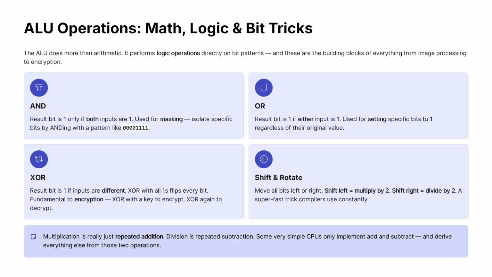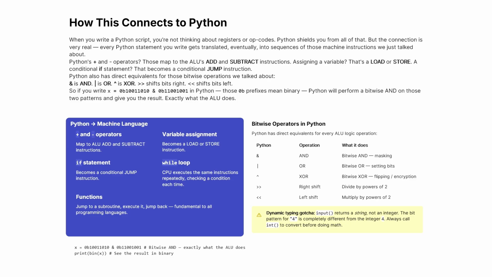Shifting right is dividing by 2. This is a super fast trick that compilers use constantly. Okay, you've been learning about ones and zeros and machine instructions. Let's bring it back to something you might actually write.